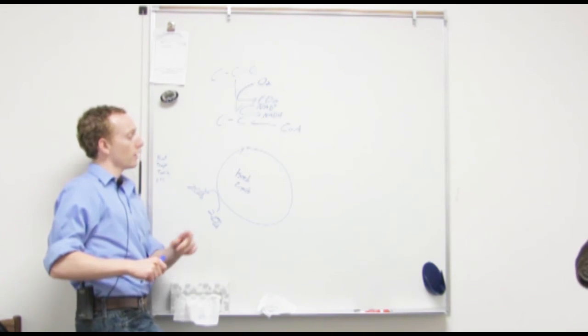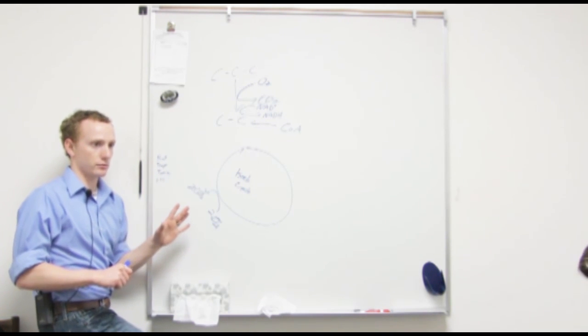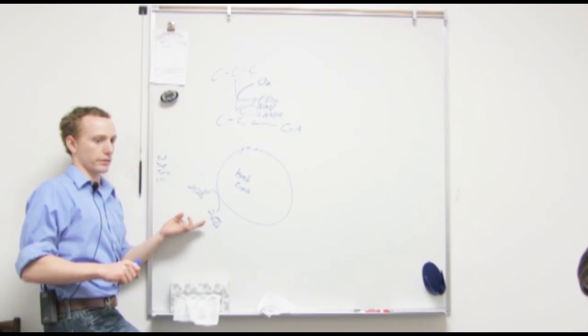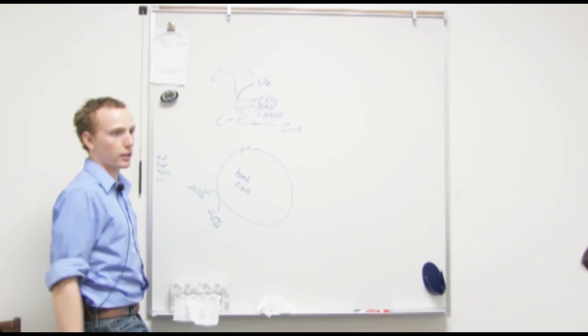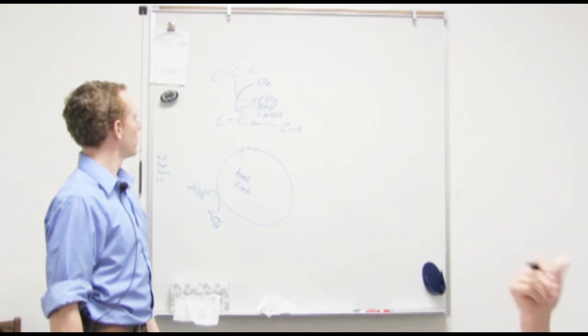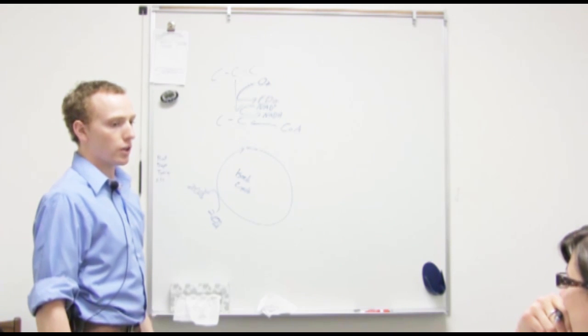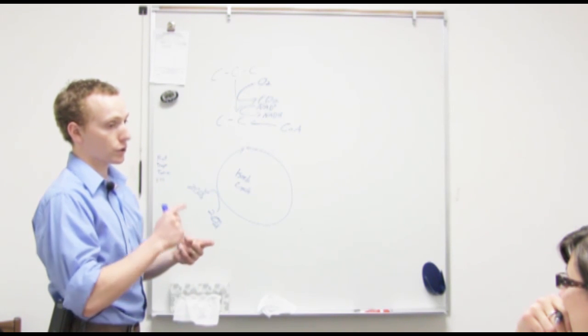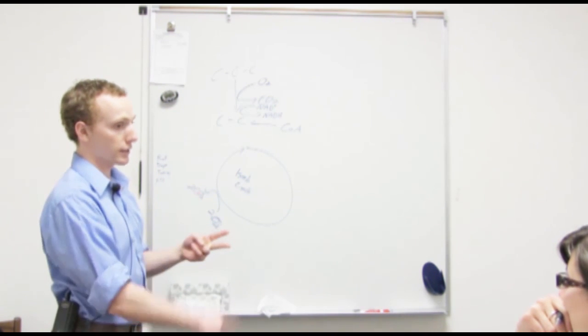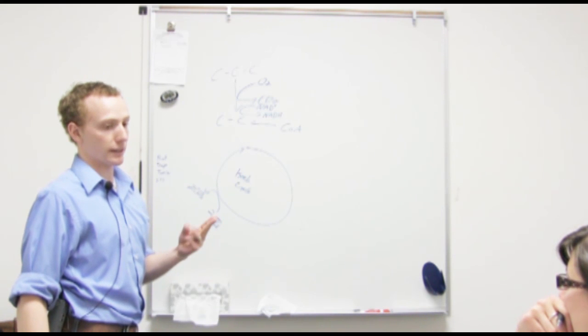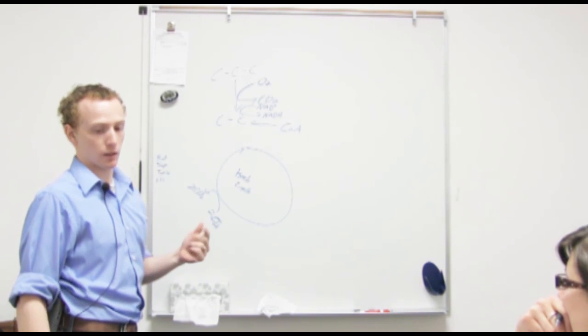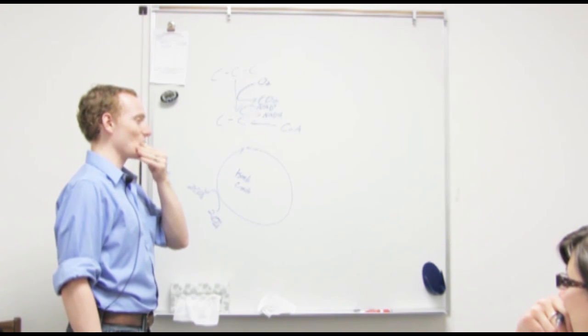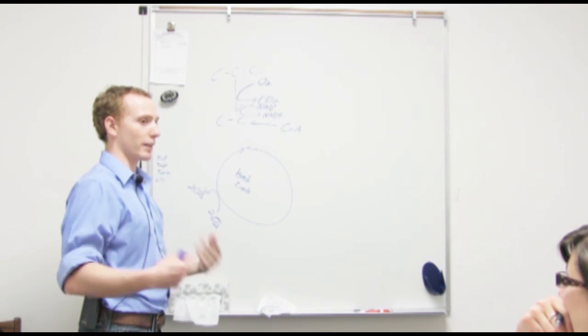There's a couple other things that happen. This isn't the only thing, because that was for 2 carbons. We also get things that will eventually get us energy. So we get FADH2 and NADH from this, as well as a little bit of ATP. Numbers. I'm trying to think of the numbers.